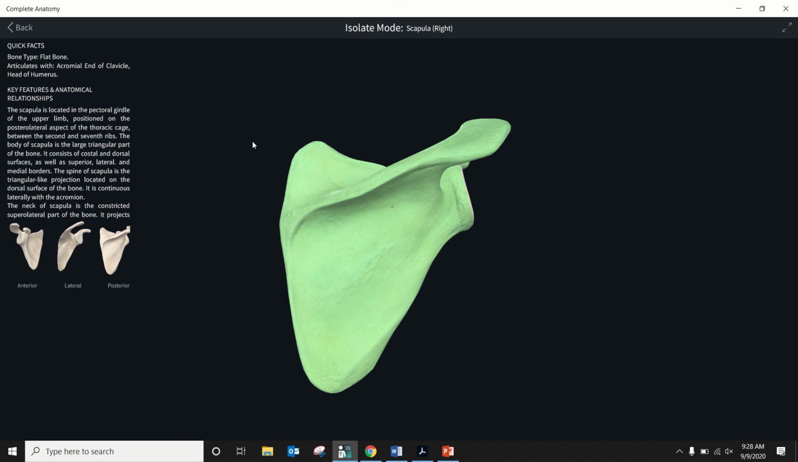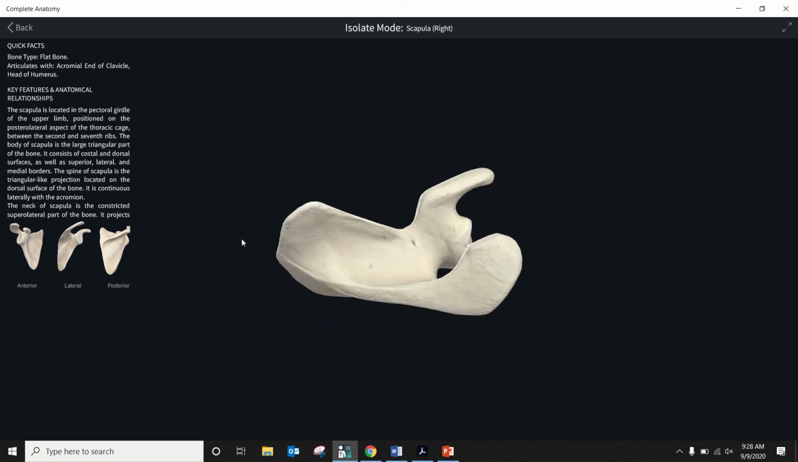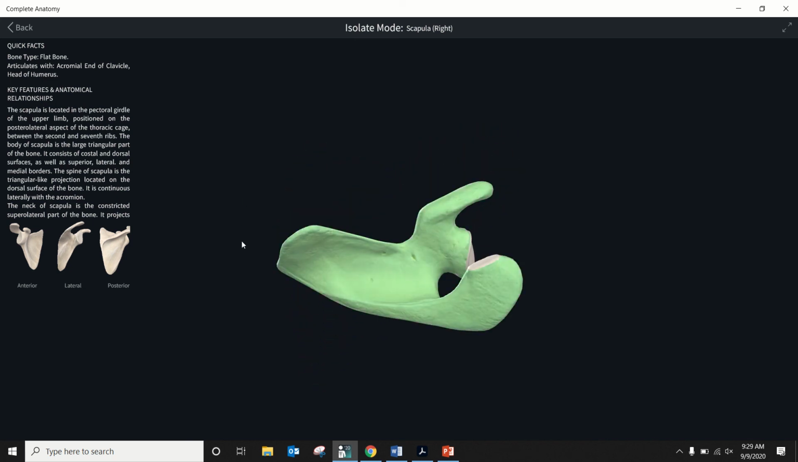I'm going to rotate this and you'll get a superior view of the scapula, so now you're looking down on the scapula from the top. All of this is the supraspinous fossa. When we get to lab tomorrow, the way people often remember it is that the supraspinous fossa looks like a hard shell taco. It's a pretty obvious landmark, and it sits between that superior border and the spine of the scapula.